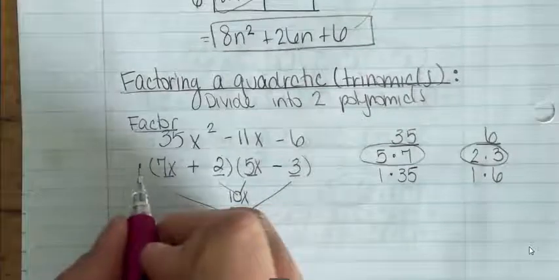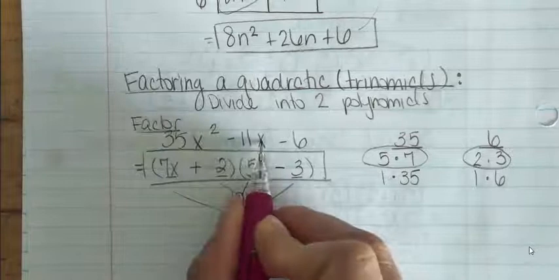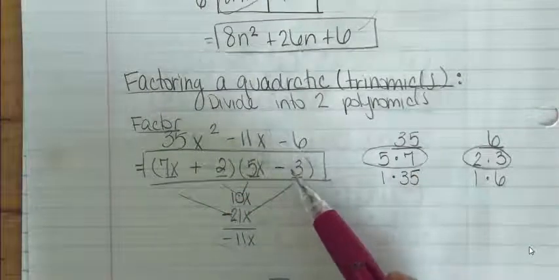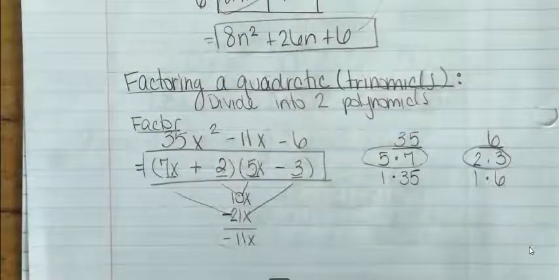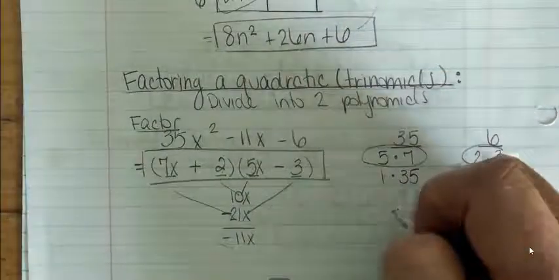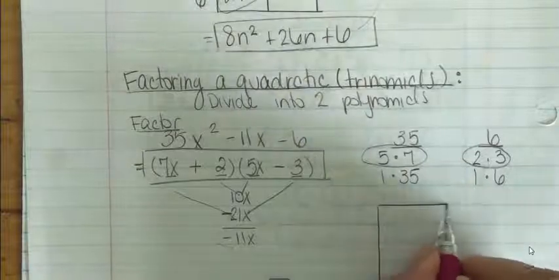So this would be the factored form of this, right? We're taking that trinomial and dividing it into two polynomials, or in this case, two binomials. There are more ways to think about doing this. Another way is to go backwards on that area model.